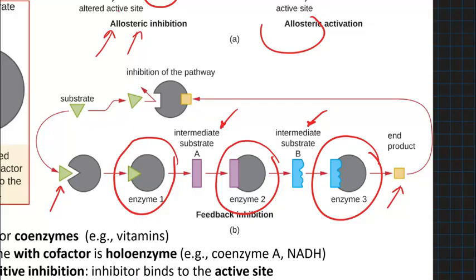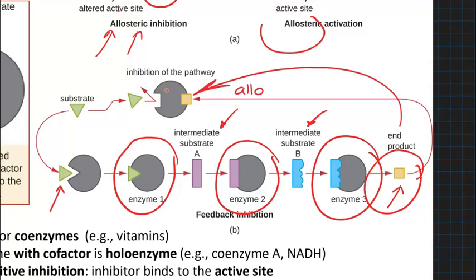And in this case, our helper is a negative feedback. When the end product accumulates, it may serve as the allosteric inhibitor, blocking the function of the very first enzyme in the pathway, and therefore stopping the entire enzymatic route.